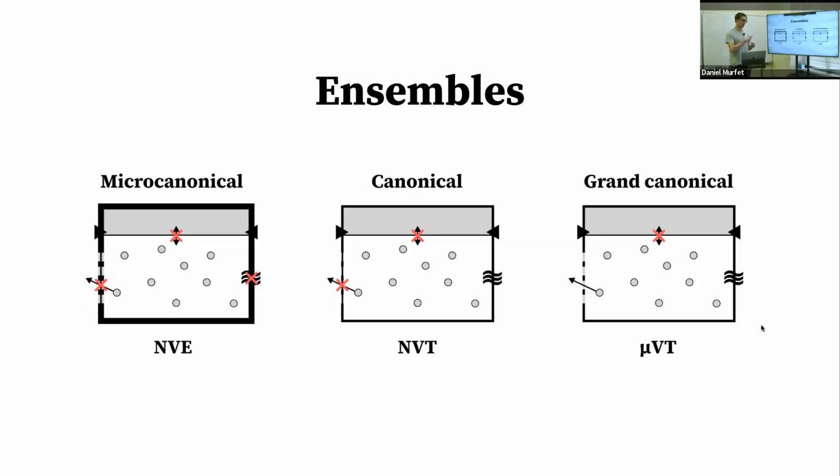Finally, we can relax the condition of impermeable walls and get the grand canonical ensemble, where now particles will diffuse in and out, but at some point they'll reach a stable state where they're diffusing in as fast as they're diffusing out. This is controlled by the chemical potential.